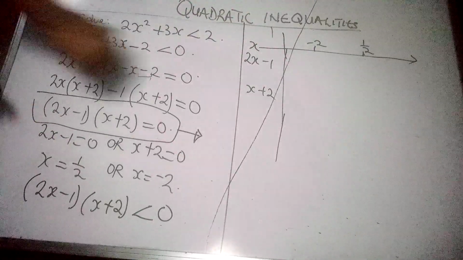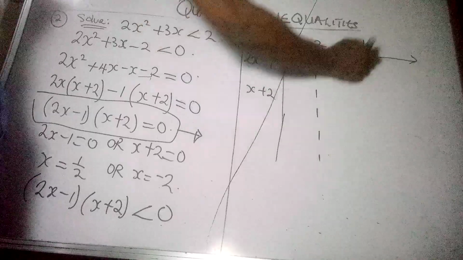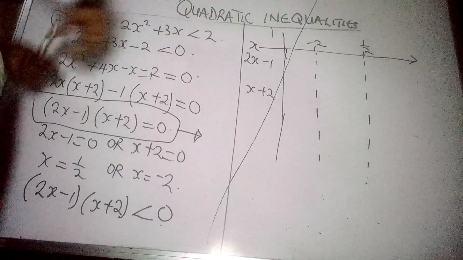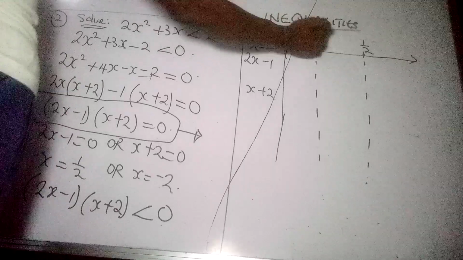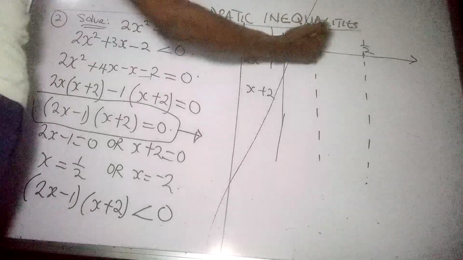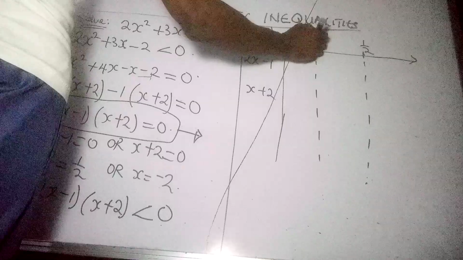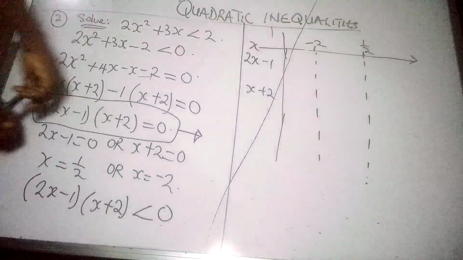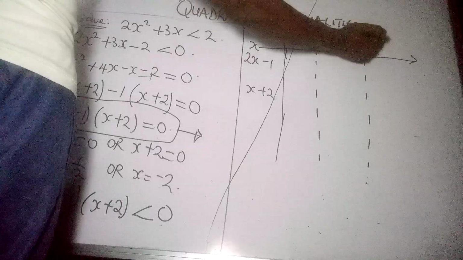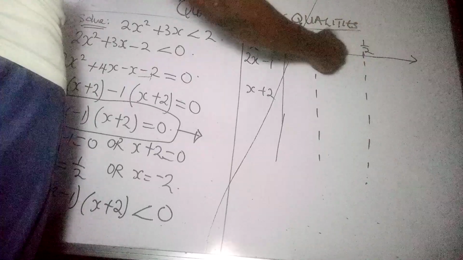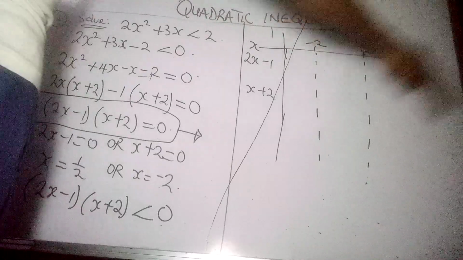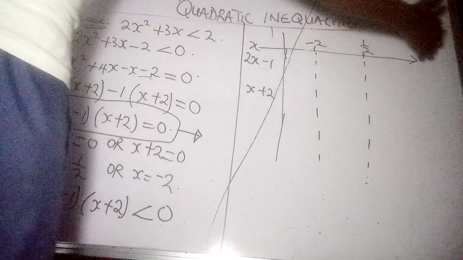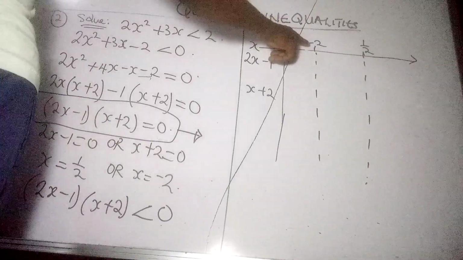Now anything less than minus 2 is on this side of minus 2, while anything greater than minus 2 is on the right side of minus 2. Anything less than half is on the left side of half. Anything greater than half is on the right side. That means as we are moving this way, x is increasing.